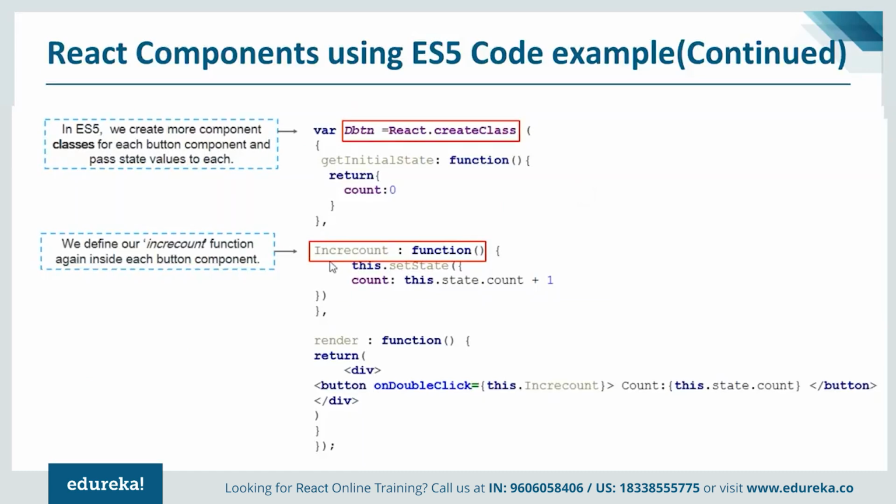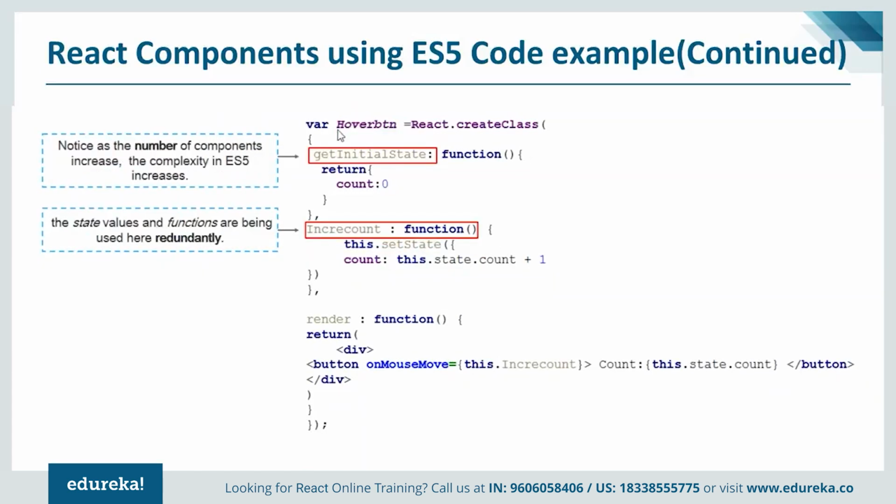Again, it has the increment counter. It has another event called onDoubleClick. So it says button onDoubleClick. We define our increment function over here inside each button component. And finally, we have one more component for the hovering of the button.